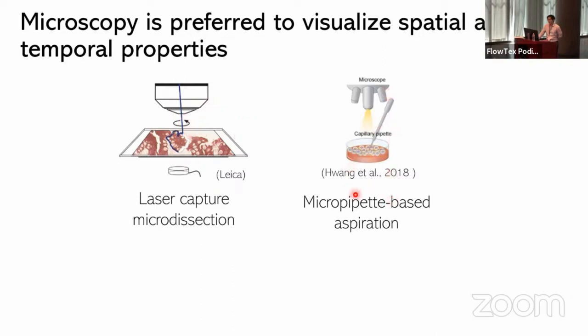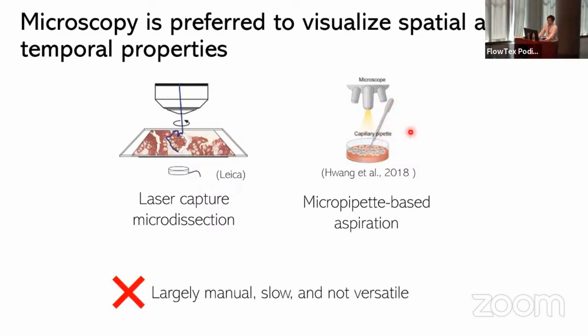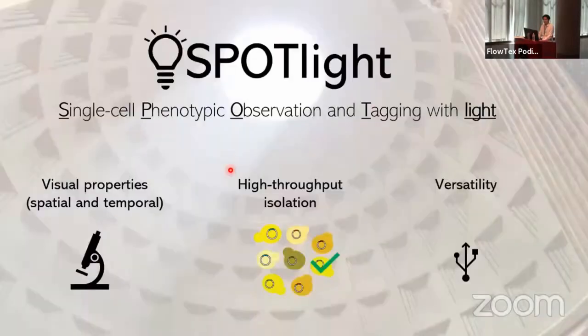There are also methods that use very small micropipettes, where after visualizing your cells on the microscope, a very small pipette goes down into your sample, picks them up, and then you can do your downstream profiling. However, these methods are largely manual. If you ever used laser capture microdissection, it's really a pain. It's very slow, and it's also not versatile in that when you change your experimental protocol, you need drastic re-optimization of the entire process.